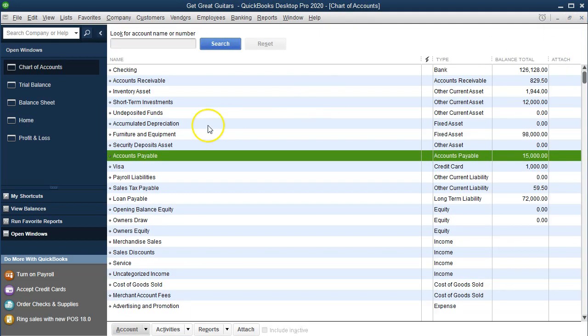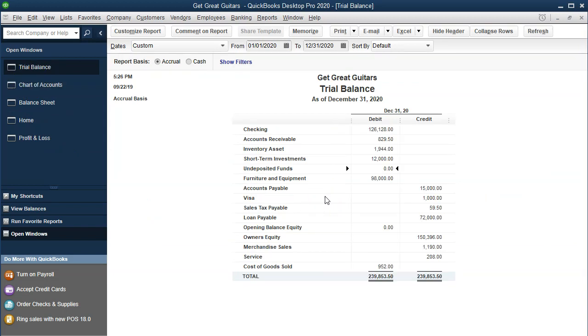So just remember, obviously, when we're looking at the reports, even the trial balance doesn't reflect all the accounts that are involved. However, it does reflect, even if there's nothing in it, the accounts that have had activity in them during the time period that we are covering.